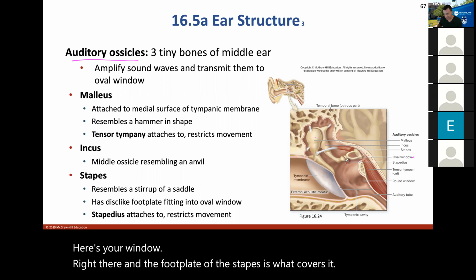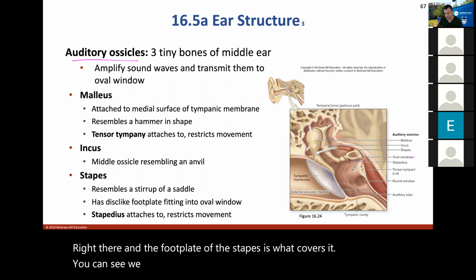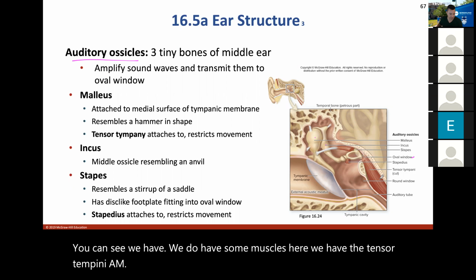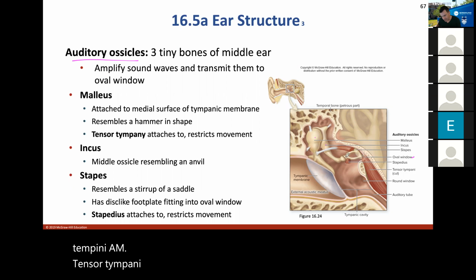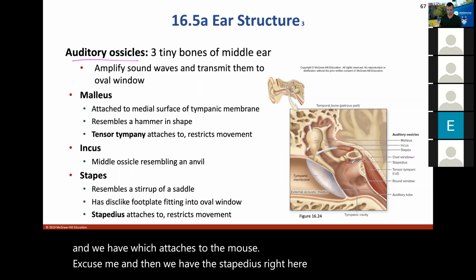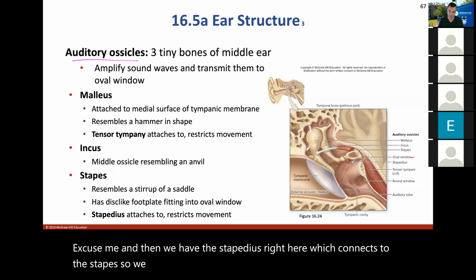You can see we do have some muscles here. We have the tensor tympani, which attaches to the malleus. And then we have the stapedius right here, which connects to the stapes. So we do have some muscles up here.